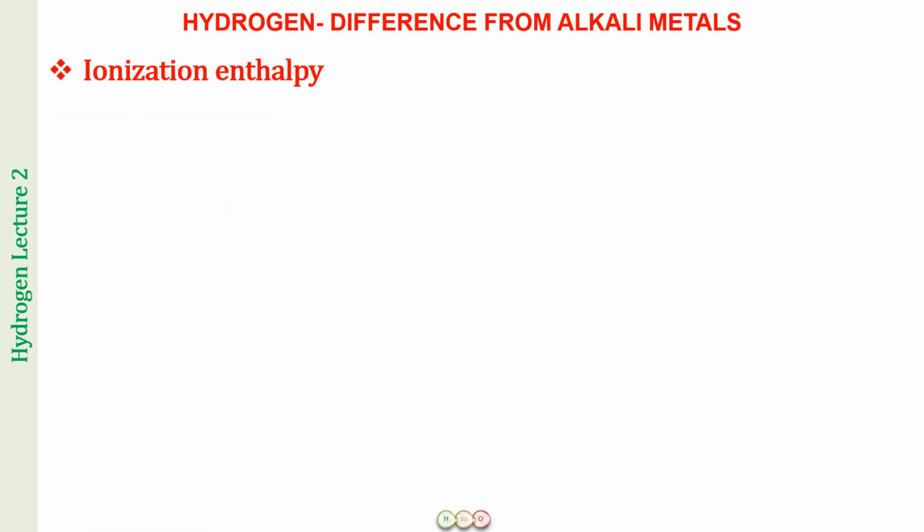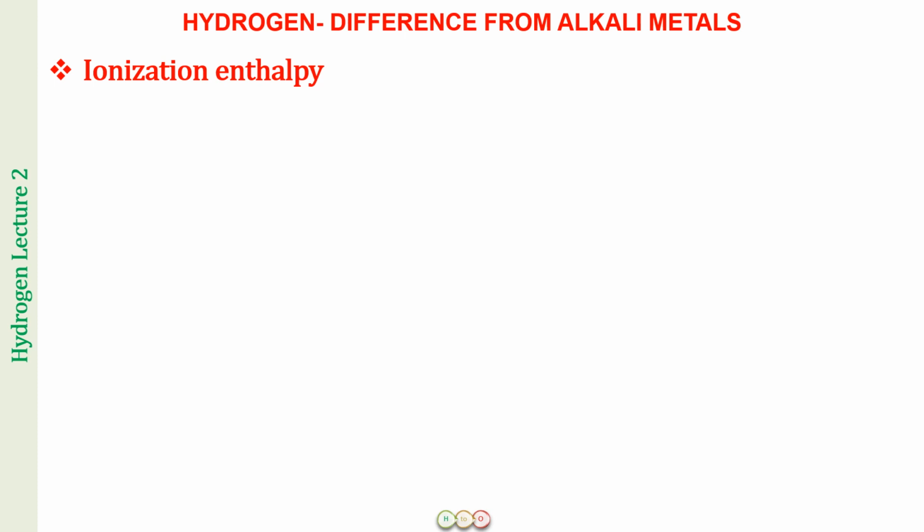So the next difference is in the ionization enthalpy values for hydrogen and the alkali metals. I hope you all remember what ionization enthalpy is. We discussed it in detail while we were talking about the periodic classification of elements. In case you have forgotten, you can go back to the playlist from us. There is a detailed course on the periodic classification of elements, and you can have a detailed understanding of the ionization enthalpy and the trends for ionization enthalpy in the periodic table.